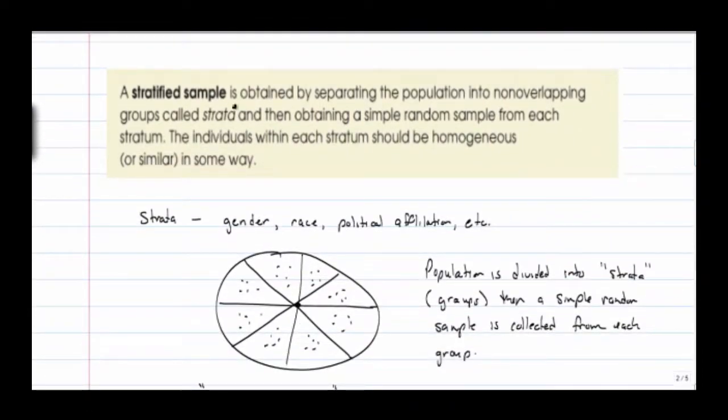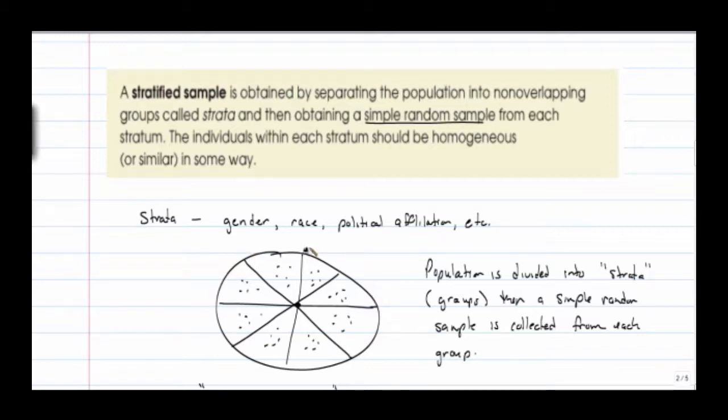A stratified sample is obtained by separating the population into non-overlapping groups called strata and then obtaining a simple random sample from each of the strata. The individuals within each stratum should be homogeneous, or similar in some way. For example, the strata may be based on gender, male, female, may be based on race, political affiliation, or economics. It could be based on your zip code. It could be based on the bank branch that you go to. It just depends on what's being studied.